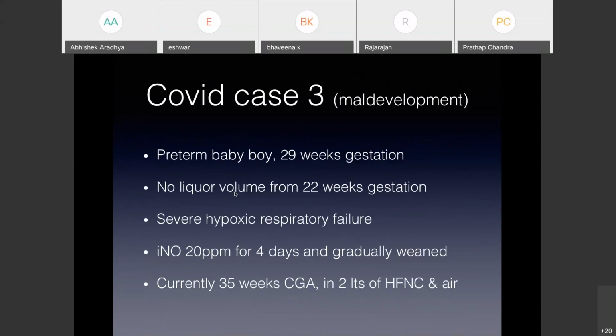The third interesting case, the first of its kind where we used it in a preterm baby, was in the COVID season. Again, it's a preterm, 25 weeks gestation, no liquor volume at all from 22 weeks gestation. The baby presented with severe hypoxic respiratory failure, which worsened very, very quickly. And the baby was on inhaled nitric oxide for 4 days and then gradually weaned. And while we weaned the baby, we used sildenafil to gradually wean. And then we started oral sildenafil as well. This baby went on to need bosentan on top of it. I did not discuss much about these drugs, which will be dealt with in detail later by another speaker. And this baby is currently doing very well, 35 weeks of gestation, on just 2 liters of HFNC and in 21% oxygen.